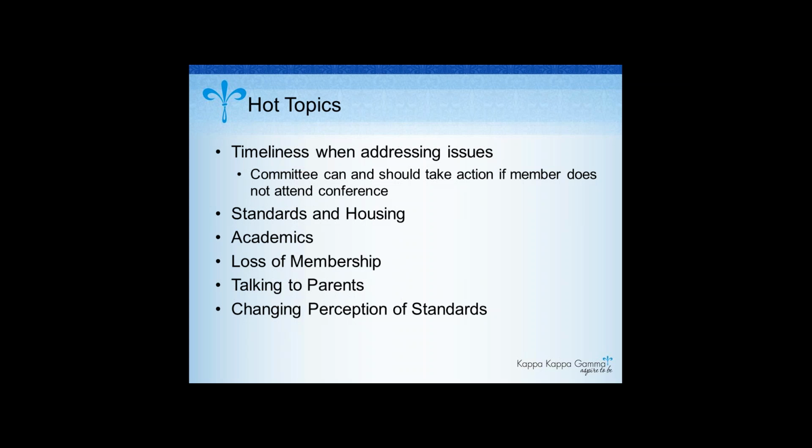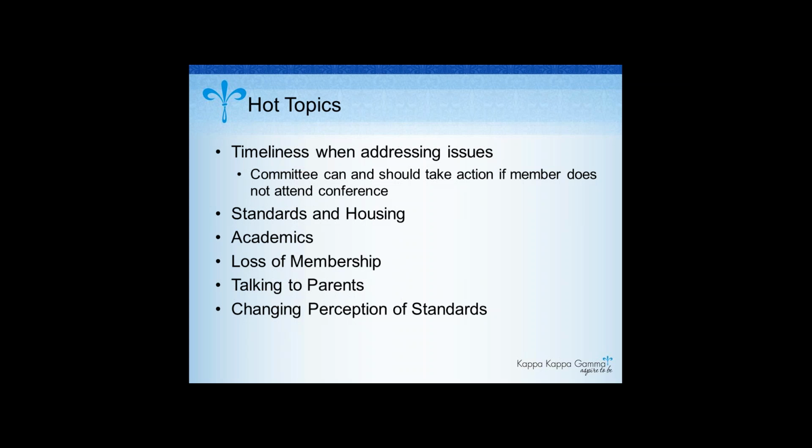Standards in housing is something that comes up a lot. The standards committee cannot evict a member from the chapter facility regardless of who owns the facility. This is a House board decision and an action. So if something comes to the standards committee regarding housing, I would strongly encourage you to advise your VPS to inform the PDC and RDC so that they can take it and deal with it with the House board. It's not a standards issue yet.